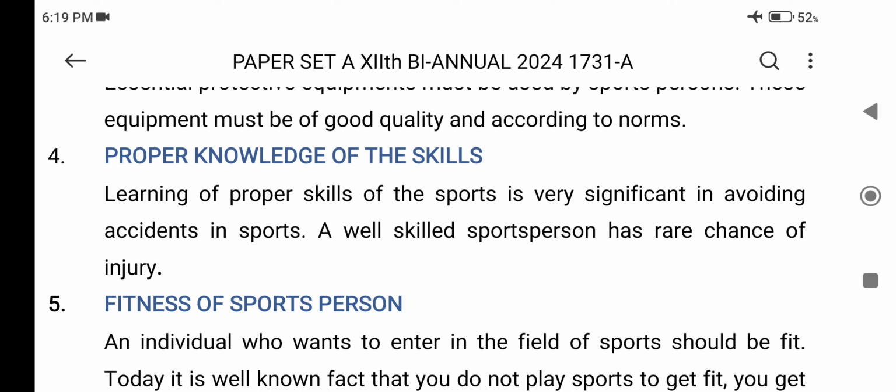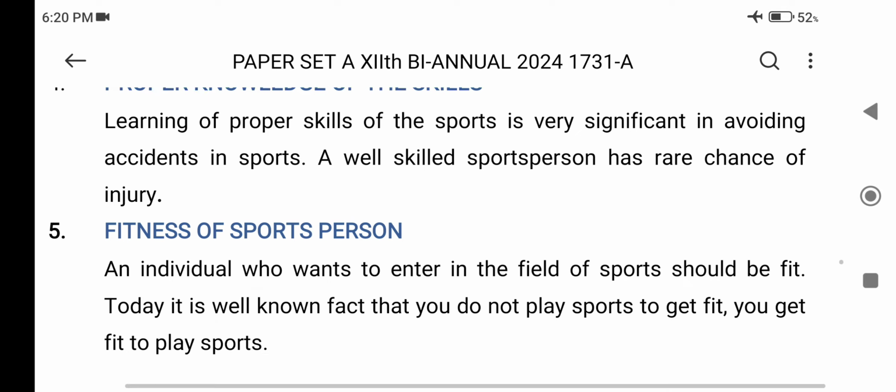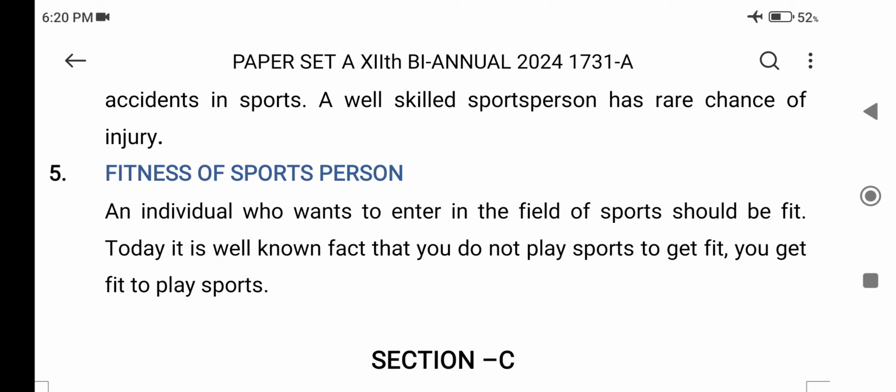Number 4, proper knowledge of the skills. Learning proper skills of the sport is very significant in avoiding accidents in sports. A well skilled sports person has a lower chance of injury. Number 5, fitness of the sports person. An individual who wants to enter the field of sports should be fit. Today, it is a well known fact that you don't play sports to get fit. You get fit to play sports.